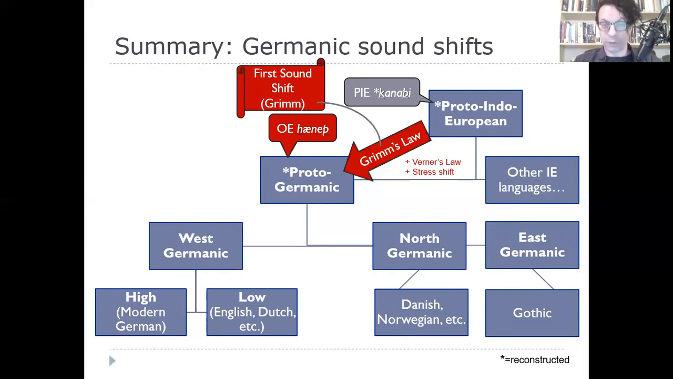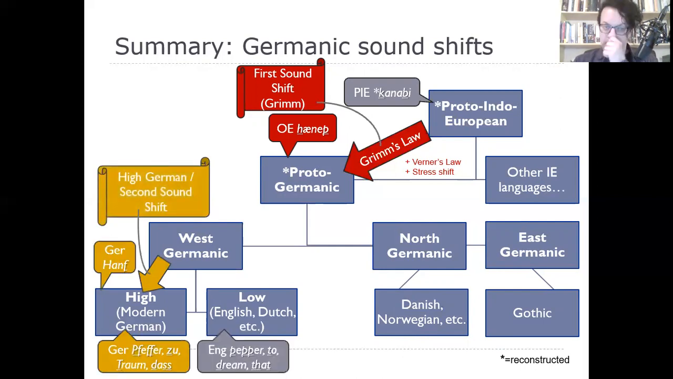Then Proto-Germanic split up into West Germanic, North Germanic, and East Germanic. I didn't really talk about that. But within West Germanic, we have High German, High West Germanic, and Low German, Low West Germanic, which gives us languages like English, Dutch, and Frisian, for example. And there in High West Germanic, the second sound shift took place, which, as I said, separates English from German.